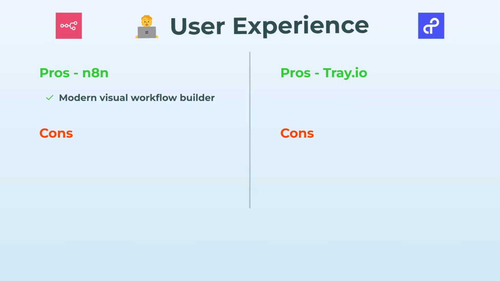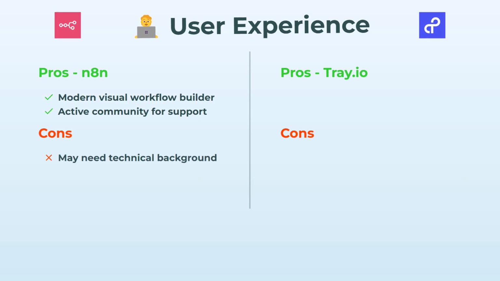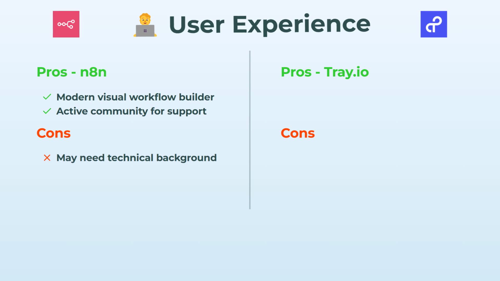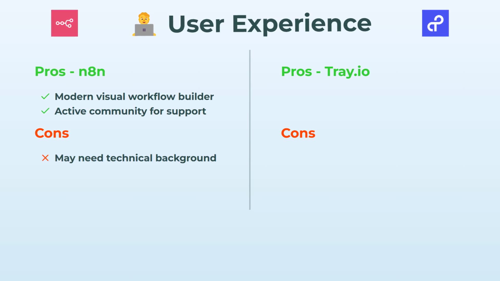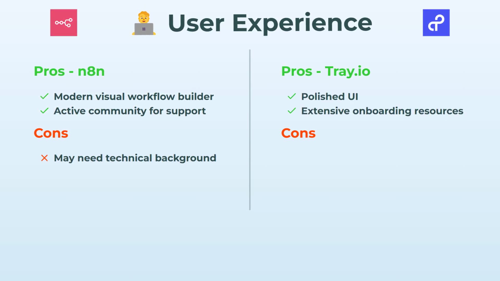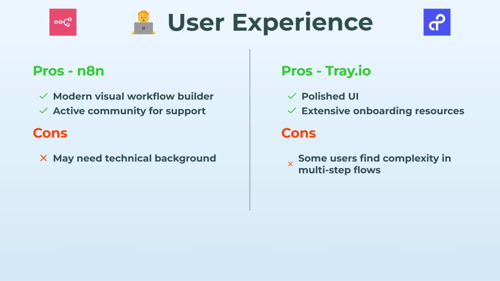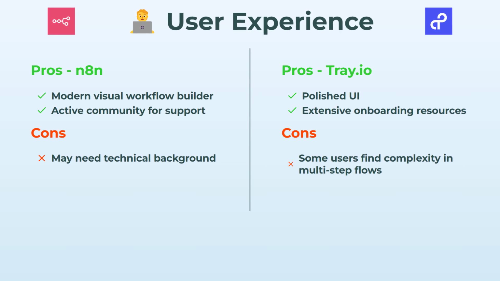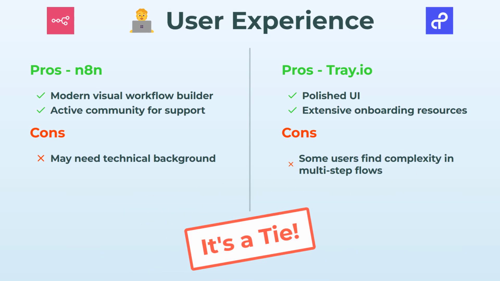All right, user experience. Both tools are pretty modern. Visual builders, drag and drop galore. N8N's got a fresh look and a passionate fan community if you get stuck, but it helps a lot if you've got a technical streak. Tray.io, meanwhile, feels super polished. Nice onboarding, tons of walkthroughs, although some folks say those multi-step flows can get hairy quick. So this one's a pretty even match.